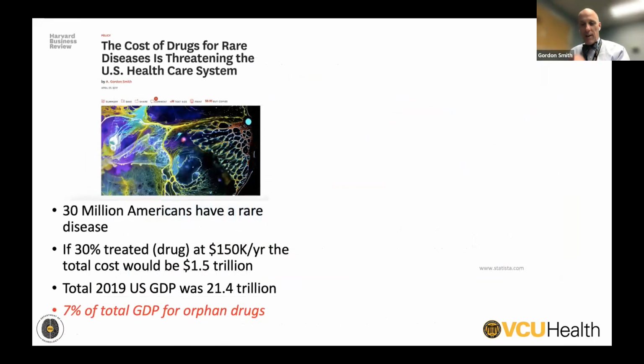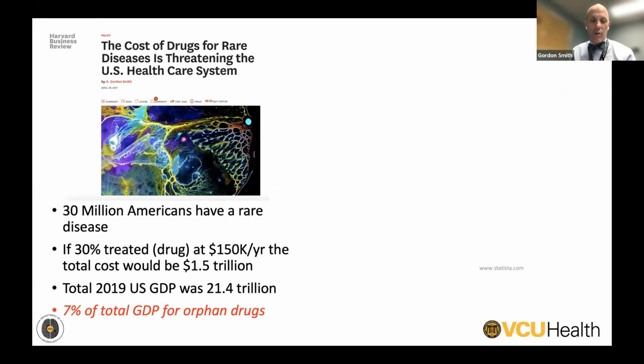And this is cumulatively having a cost. I wrote this piece for HBR a few years ago and just did the simple math that if 10% of rare diseases had an effective or approved treatment at $150,000 a year, we'd be spending $21 trillion in the US on orphan drugs, and that'd be about 7% of the gross domestic product. I think a lot of people rolled their eyes at this and said, well, that's never going to happen.